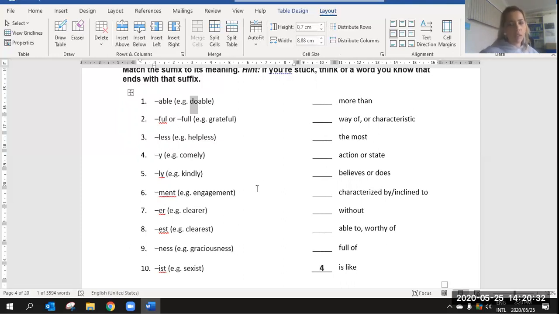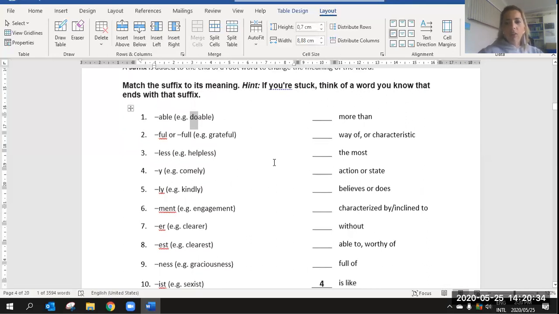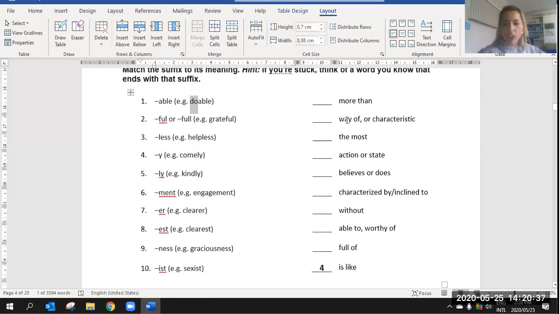So if you were smart, which I know all of you are, and you looked at these definitions, more than, way of, the most, action or state, believes, and all of these, then if you look down here, it says able to, worthy of. So you had a nice little clue there in that able to that matches the suffix able. So when you can do something, it is doable. When you are able to do it, it is doable. Okay, so that answer there would have been 1.